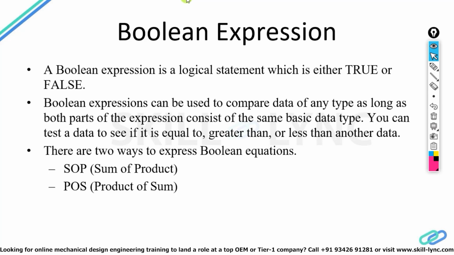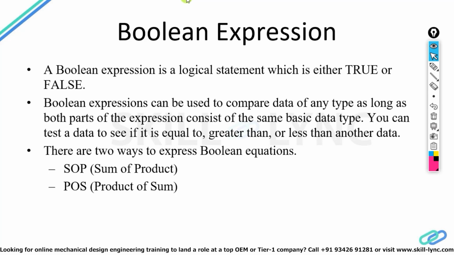A Boolean expression is a logical statement which is either true or false. Or we can say that expressions are used to compare data of any type, or you can compare two data sets, or say that it is bigger, smaller, or the same. And there are two ways to express Boolean expressions or Boolean equations. One is SOP and the other is POS. SOP means sum of products, just like AB plus BC plus CD. POS is product of sums, meaning A plus B into B plus C into C plus D, in such a way.